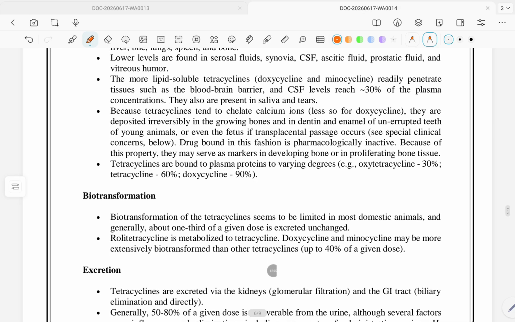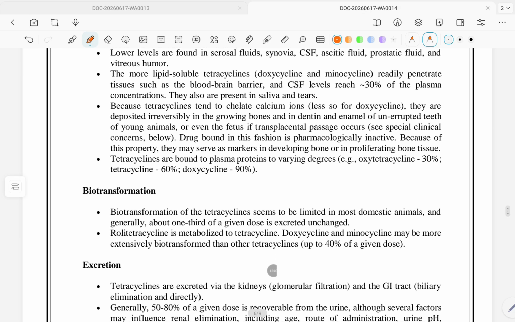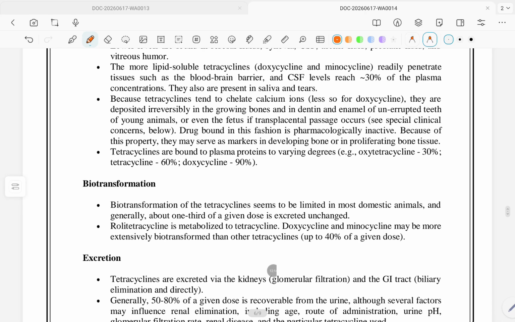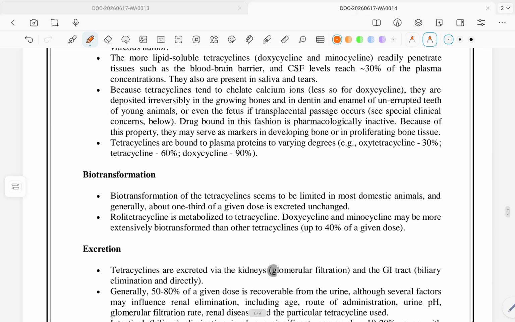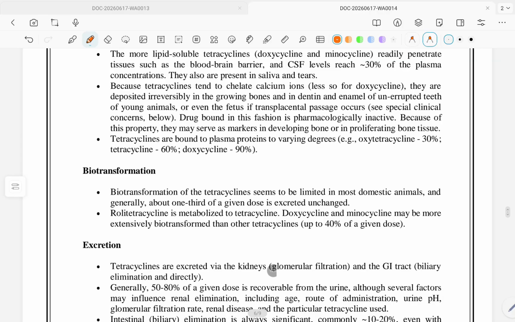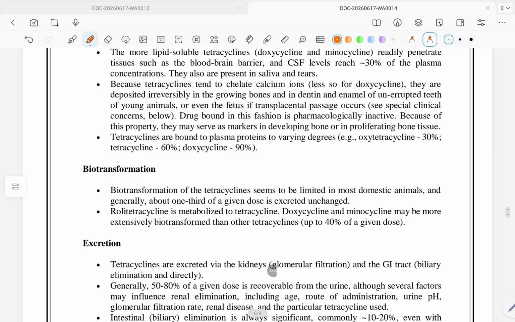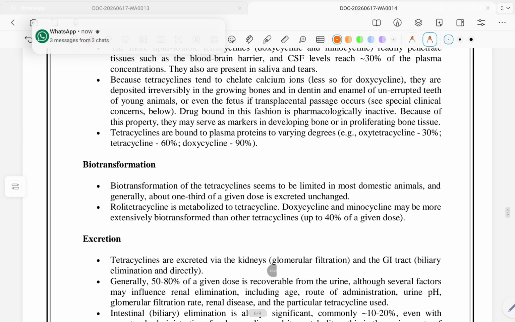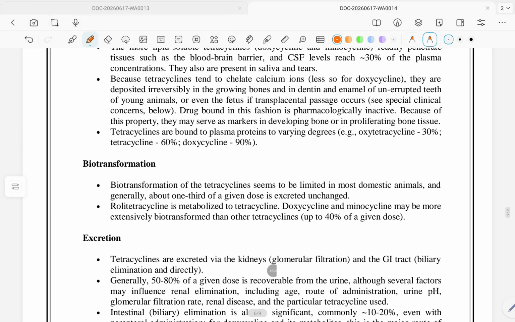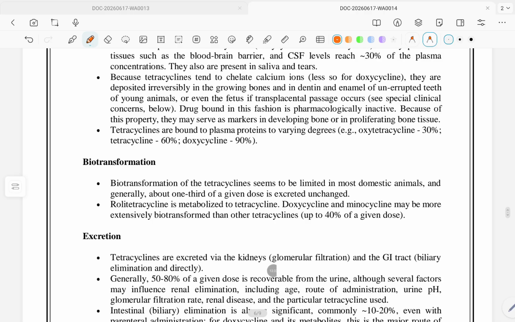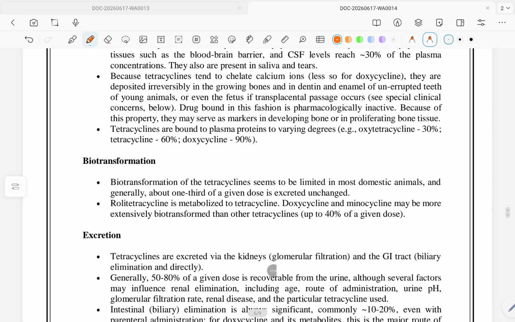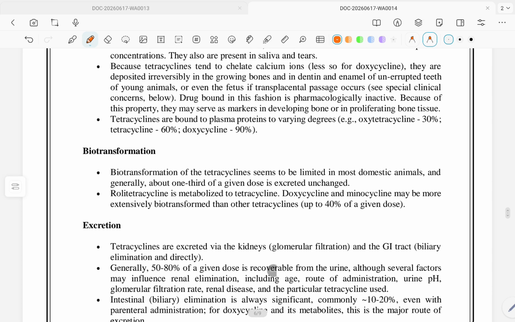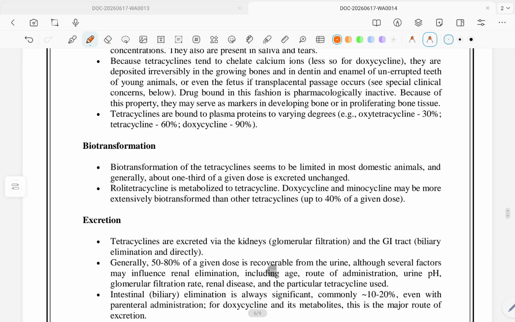Because tetracyclines tend to chelate calcium ions, less so for doxycycline, they are deposited irreversibly in the growing bone and in dentin and enamel of unerupted teeth of young animals, or even the fetus if transplacental passage occurs. See especially clinical concerns below. Drug bound in this fashion is pharmacologically inactive. Because of this property, they may serve as a marker in developing bone or in proliferating bone tissue.